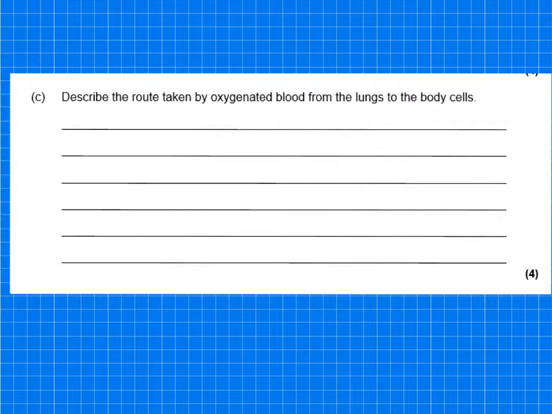This next question is great. If you've done your revision, okay, you will be able to do this question quite easily. The reason I say that is because it says describe. Now you've got to remember, describe is really just describing, in this case, the route taken by oxygenated blood from the lungs to the body cells. So they're going to be asking you to name some structures of the heart that the blood travels through. There's no need to give a reason why that is the case. You just need to literally write down the pathway of the blood.